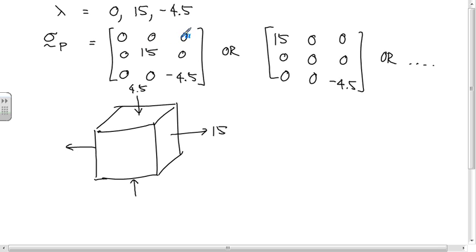if we're going to use this first principal stress tensor that I gave, that's saying that the y-axis is parallel to the 15, the z-axis is parallel to the 4.5, and the x-axis just obeys the cross-product relationships you need. And then on the other hand, if we are using this one, then this means that the x-axis is parallel to the 15, the z-axis is parallel to the 4.5, and then the y-axis is whatever you need. Okay. Any questions about that calculation?